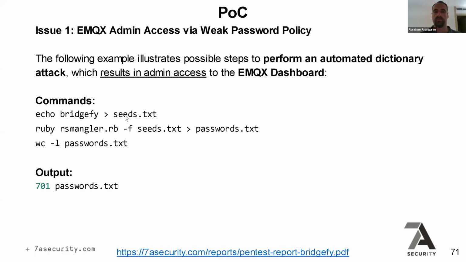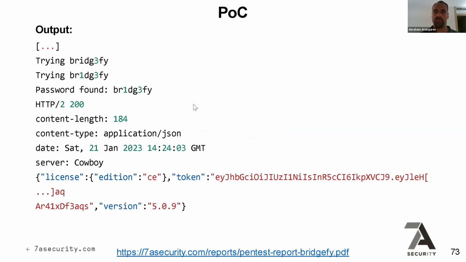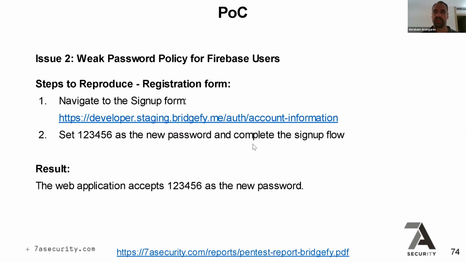So you do echo bridgefly, and then you put that into seeds.txt. Then we use this script, OS Mangler, to generate some passwords based on the customer name, bridgefly, right? And then this generated 700 passwords with different combinations of this word. So then this was the bash script, which is basically trying to log in to the staging server with username admin and the password from those 700 passwords, right? So there was no password brute force protection or anything, and then we could log in, basically.